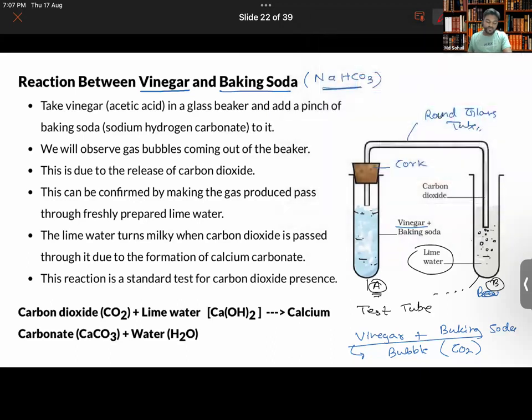Now, further, what happens? The lime water turns milky. Here, via this glass tube, we are putting carbon dioxide into test tube number B. And here you will see that the lime water will turn milky when carbon dioxide is passed through it, due to the formation of calcium carbonate. So it has turned milky, but why? Because of the formation of calcium carbonate here.